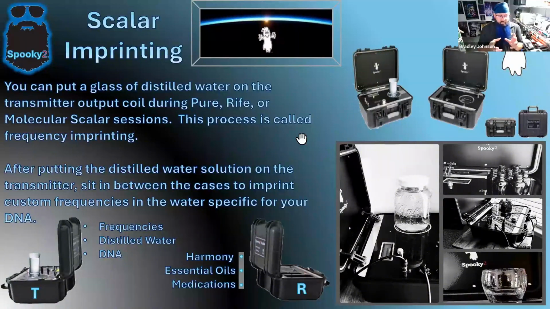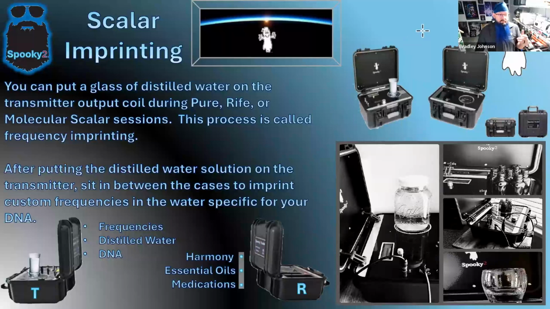A lot of times people have questions with regards to what goes on what case. So I tried to lay that out in the presentation here today so that you can see, whether you're looking at the transmitter or the receiver, which goes where. When you're imprinting, all we have to do is set the water on the transmitter side, because the transmitter side is the imprinting coil for imprinting the frequencies into the scalar energy, and if you're sitting between the cases, even your DNA into that water or into that crystalline structure. So things like frequencies, distilled water solutions, or even your DNA.